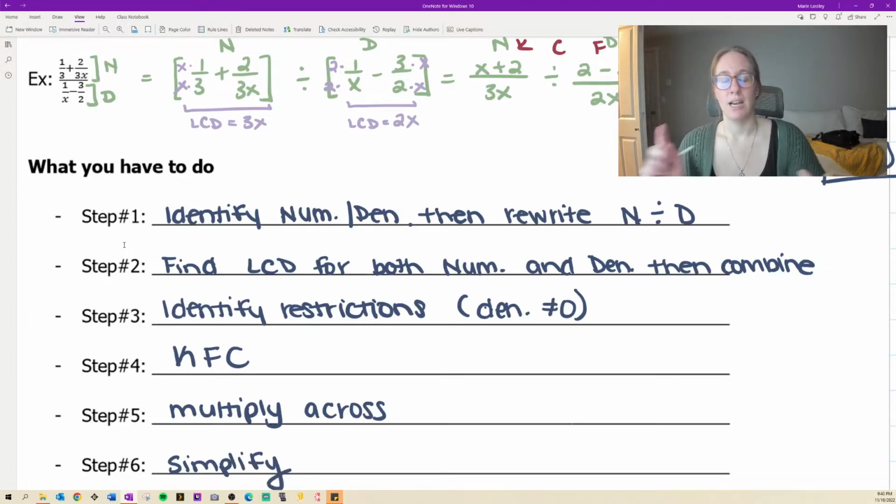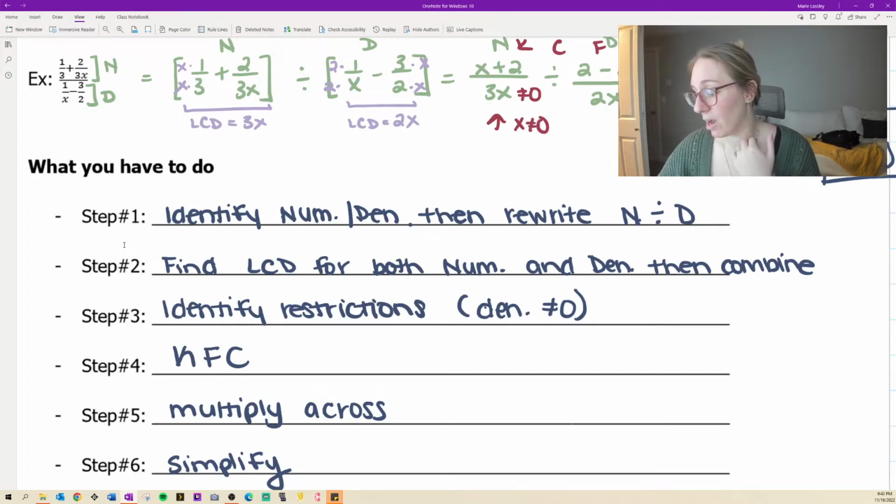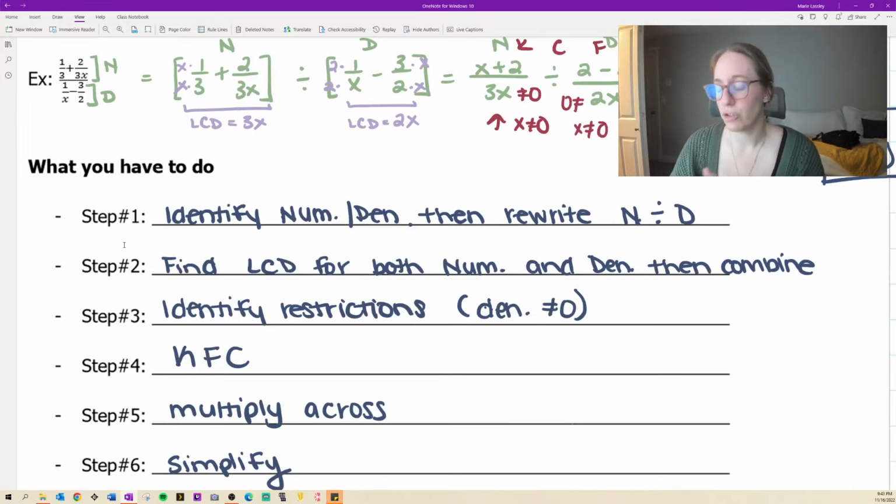So identify numerator and denominator, and then rewrite it as numerator divided by denominator. Find your least common denominator for both chunks, and then combine those fractions. Identify your restrictions. Remember, we're not allowed to divide by 0. So for this one, I forgot, so let's go back up and do it. Our restrictions: we have 3x right here. We know this cannot equal 0, so that means x cannot equal 0. And our other denominator, which was 2x, also cannot equal 0, which means x cannot equal 0. So our restriction for this one is just that x cannot equal 0.